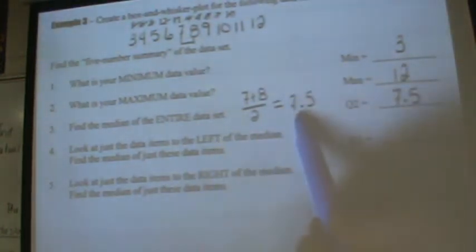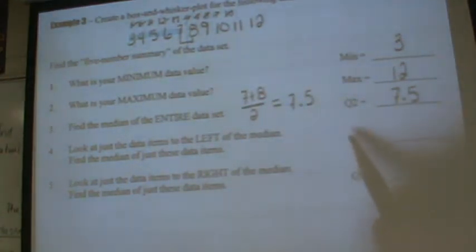So we're looking for number 4 at the items that are to the left of the median. Well, our median we just found was 7.5. So our median is right in the middle of that 7 and the 8. So the items to the left of the median are going to be those 5 values: the 3, 4, 5, 6, and 7. So for number 4, we need to find the median of those 5 values. And that's what our Q1, or our first quartile value is.